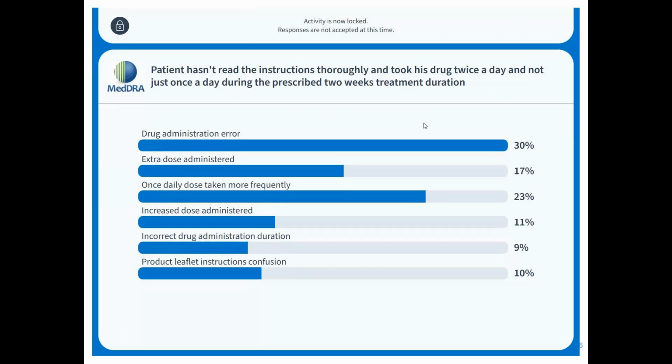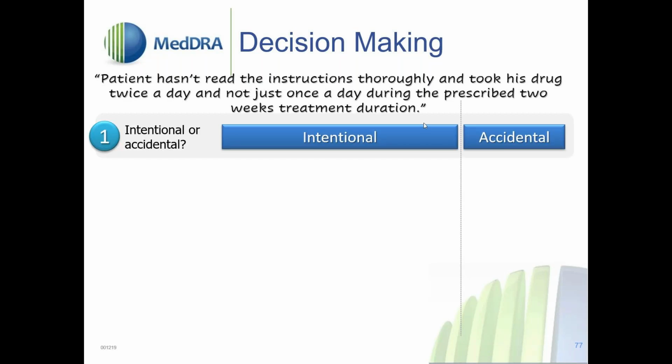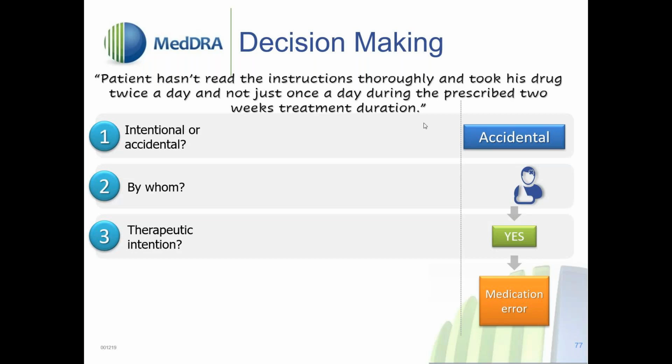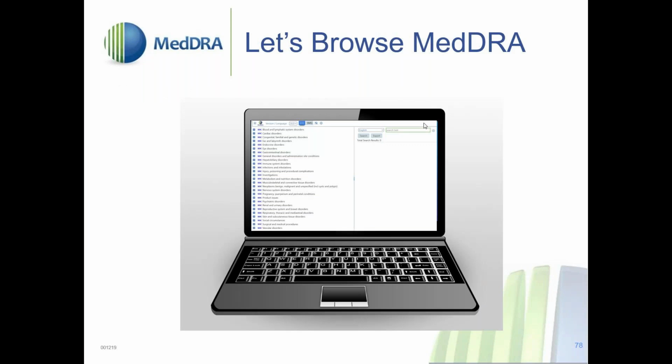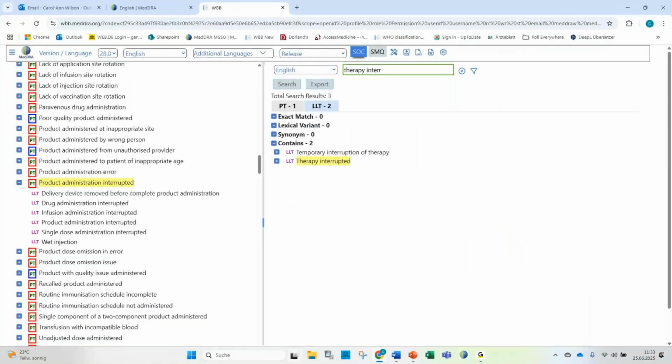So let's see what we have. Let's use our decision chart again to classify the incident. We know that the incident happened accidentally. We know that it was caused by the patient. And we know that it was in the context of therapeutic use, meaning that this verbatim describes a medication error. So now let me again search for the most specific terms in the browser. Let's search together. I will use the search function in this instance.